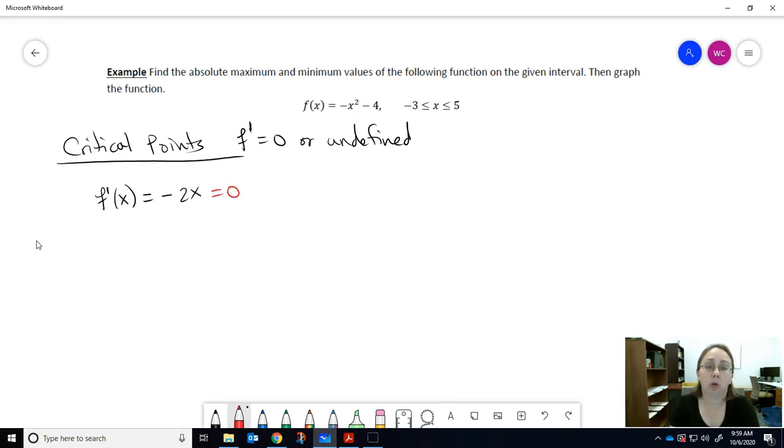Undefined is going to occur when we have x in the denominator. So we're going to focus on when the denominator equals 0. Well, that can't happen here because we have no denominator. This is going to be defined no matter what x you plug in.